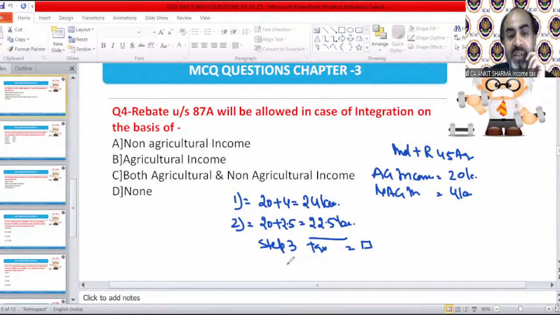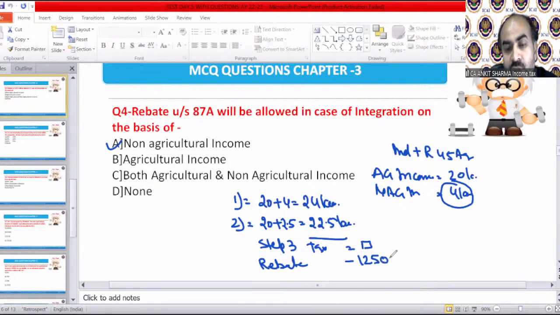Whatever it is, now I'm telling you whether rebate will be applicable or not. The correct answer is of course non-agricultural income, that means option A. Now you will see in this question, our non-agricultural income is 4 lakh only. So whatever tax comes over here, we will provide the rebate under section 87A. Now we can deduct the amount of tax, that is 12,500 of rebate amount. So rebate is applicable. Why?